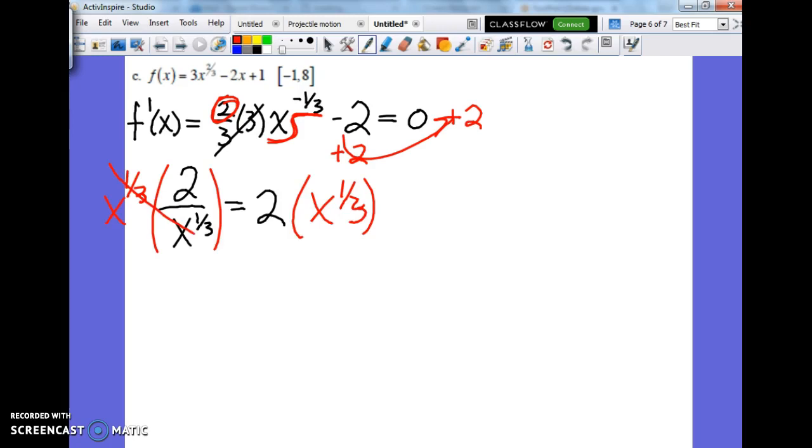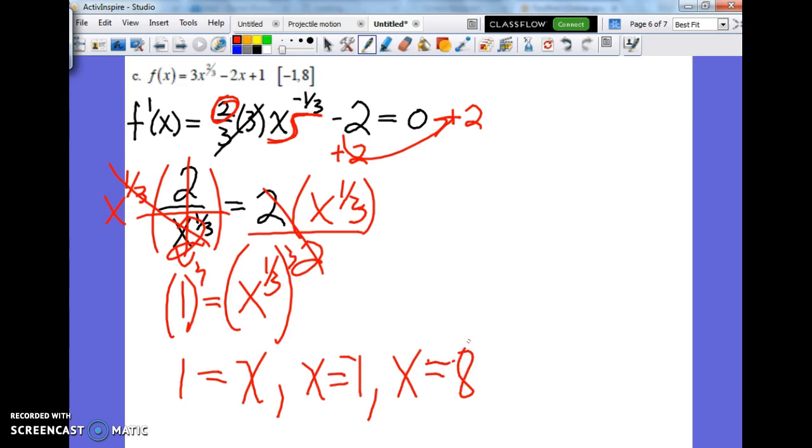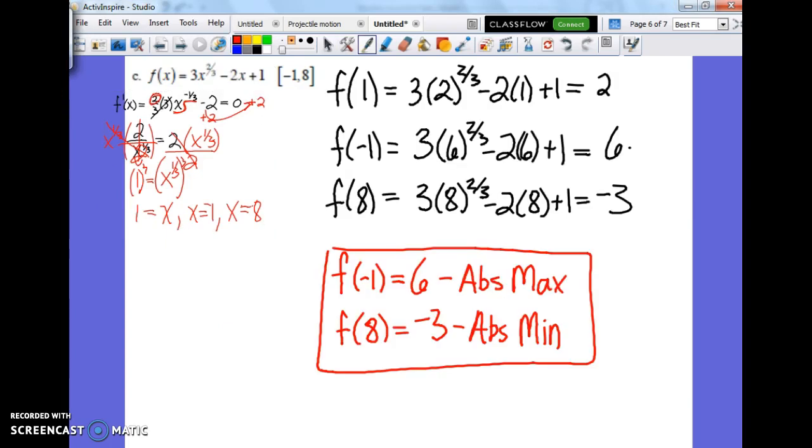Multiply each side by x to the 1/3, and then divide by 2. This reduces to 1, and you have 1 equals x to the 1/3. Raise it to the 3rd, both sides, and you have 1 equals x. You have 1 equals x, and then you have x equals negative 1, your endpoint. X equals 8, the other endpoint. And then just plug in, see which one's the largest, see which one's the smallest, and write down your answer. Okay, there's your answer. Plug in, find the largest, absolute max, find the smallest, that's your absolute min.